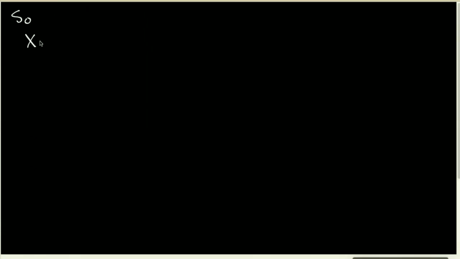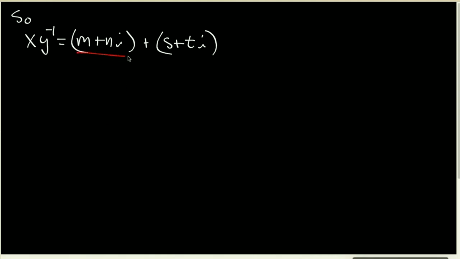So we have x times y inverse is m plus ni plus s plus ti. And what I want to observe is that this particular thing, m plus ni, is indeed inside the ring of Gaussian integers. This guy is not, but this guy is. Now look at this.